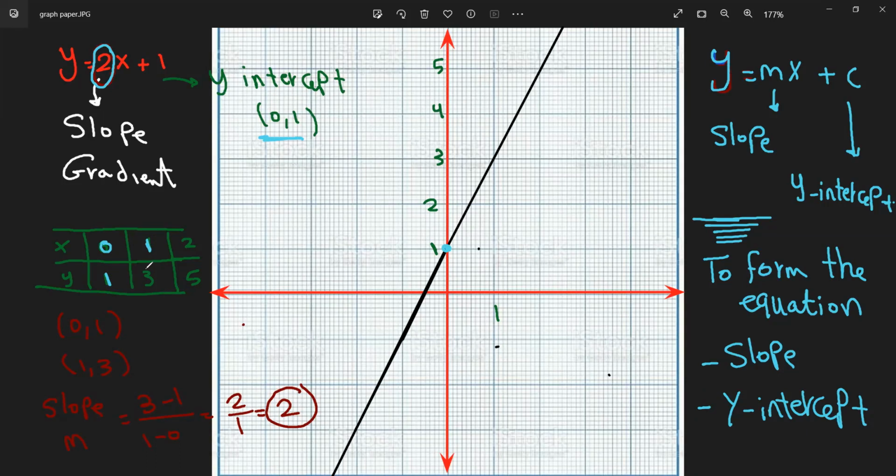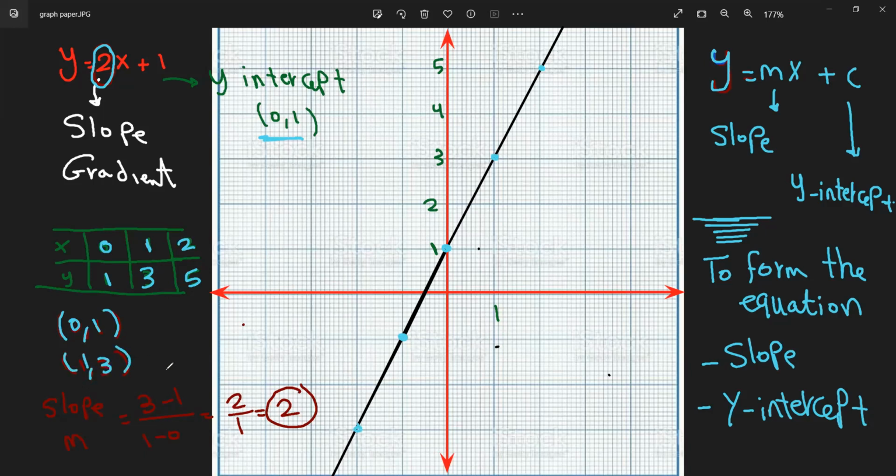When x equals 1, y equals 3. When x equals 2, y equals 5. And plot the points here. You will get a line passing through all these points. And to find the slope of this line, just take two distinct points, two clear points like (0, 1) and (1, 3).